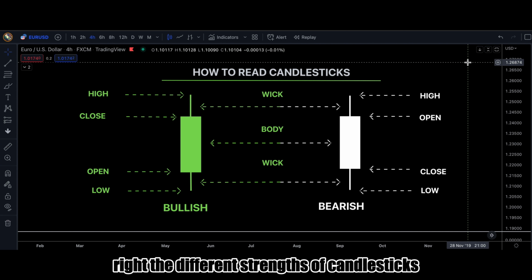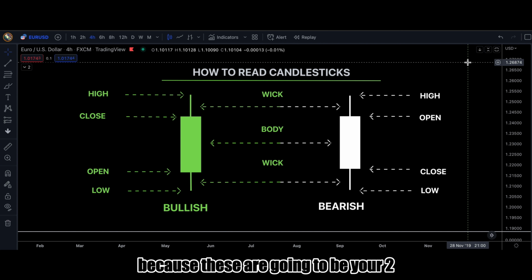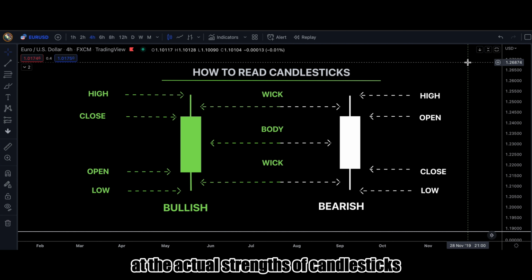The different strengths of candlesticks and what these wicks and what these bodies really mean, right? Because these are going to be your 2 basic candlesticks that you're going to see. Just a simple wick on both sides and a body there in the middle. Now let's go through, let's jump in and let's take a look at the actual strengths of candlesticks.